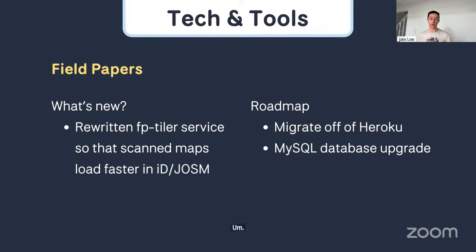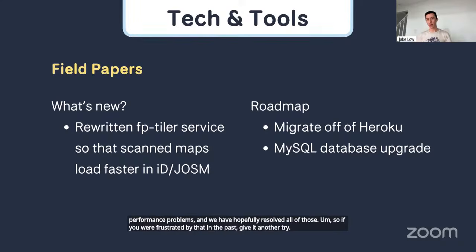Next, Field Papers. Field Papers is a pen and paper mapping tool. You can print out a map, mark it up in the field, and then scan it and use it as a base map to update OpenStreetMap. What's new lately is we rewrote the Field Papers tiler service so that when you scan your annotated map and then load it in iD or JOSM as a base map so that you can trace from it, that will load much faster. That used to have serious performance problems, and we have hopefully resolved all of those. So if you were frustrated by that in the past, give it another try.